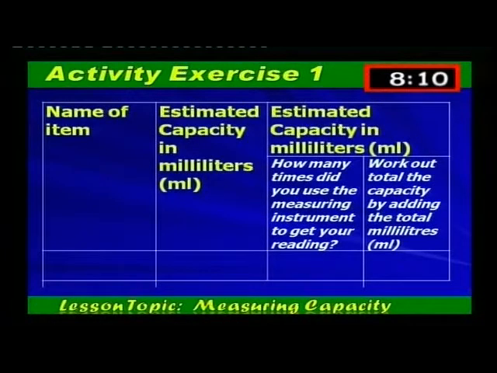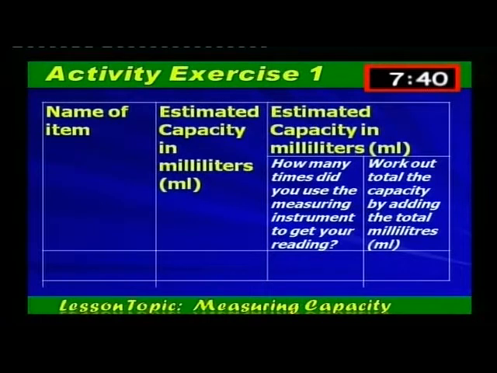Okay. What's your measuring tool? Measuring beaker. Okay, you write it. How many times you pour the measuring beaker, you write here how many times. Then first you estimate. How much in milliliters. Okay, counting number of times you pour in the beaker. Okay, next one you now add them all together in milliliters. You understand? All right.